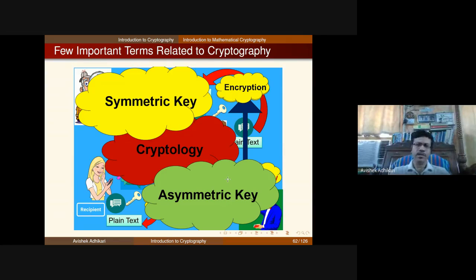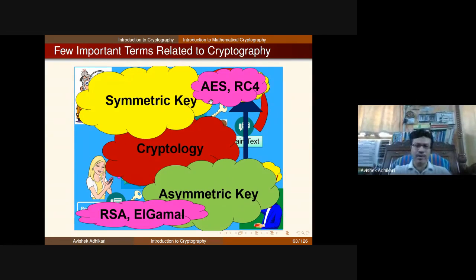Examples like AES and RC4 are not within our syllabus for this course, though they are within the syllabus for our master's degree course. For asymmetric schemes, RSA and ElGamal are within our syllabus. I will discuss a few historical symmetric keys, and RSA and ElGamal are the asymmetric key cryptosystems.